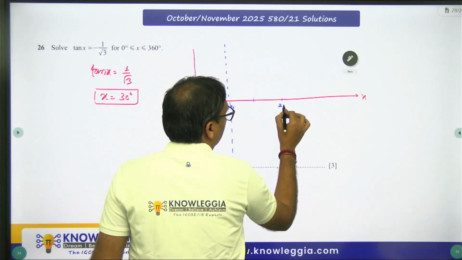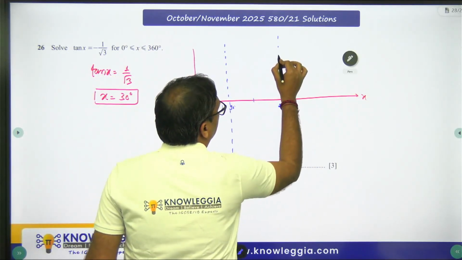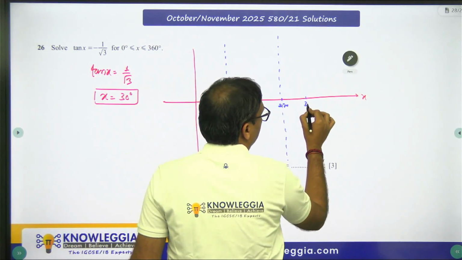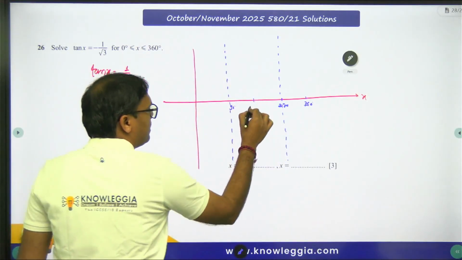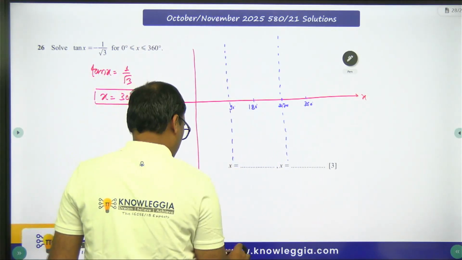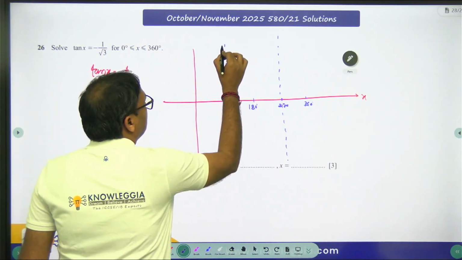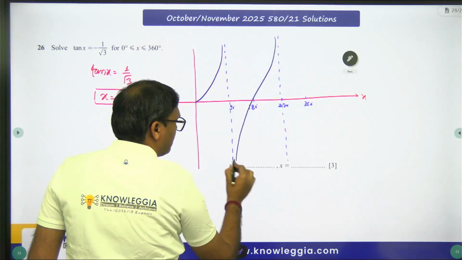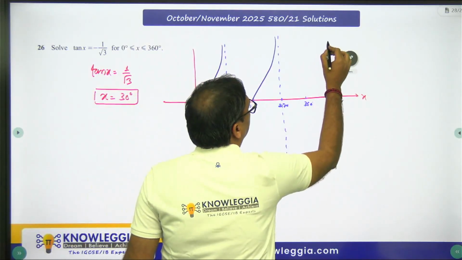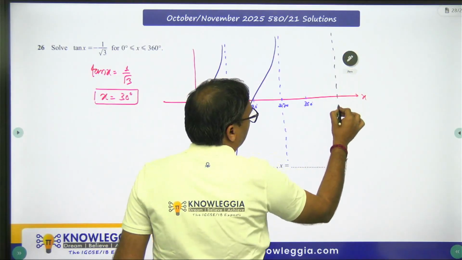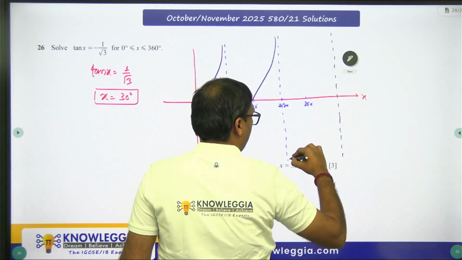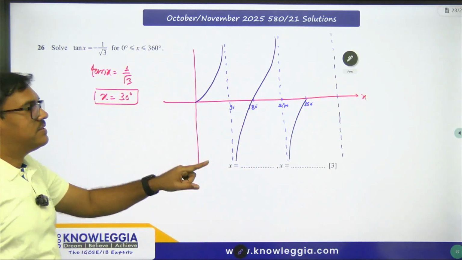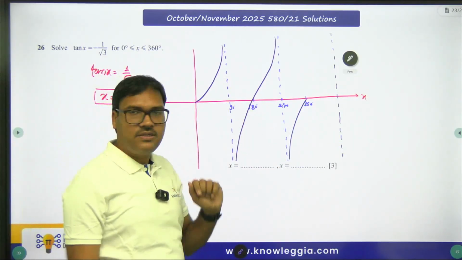180, 270. This is another, this is 360 degree, and this is 180 degree. So this is the graph of tan x, right? Here you'll have it like this, and this will be on this side. We are interested only between 0 and 360 degree, that is why I have the graph only up to 360 degree.